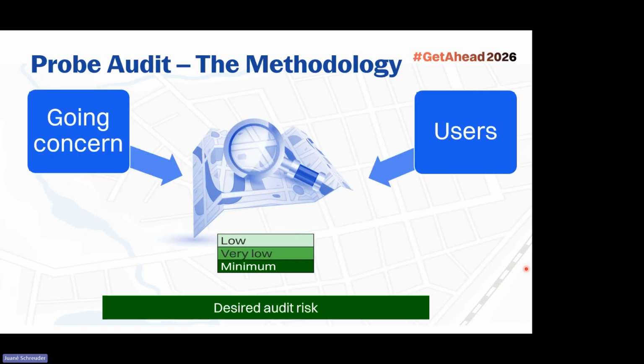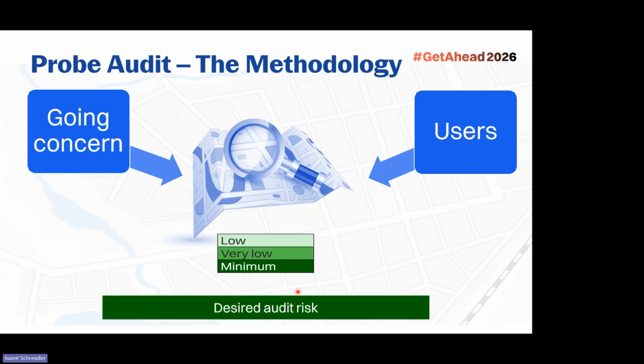And that's why in the Probe methodology we've got desired audit risk. One of my colleagues refers to this as DAR. Now, in Afrikaans, if we talk about dar, we say there. That's where I want to go. I want to go there. Of course, that's spelled with a double A, but DAR, desired audit risk, has one A.